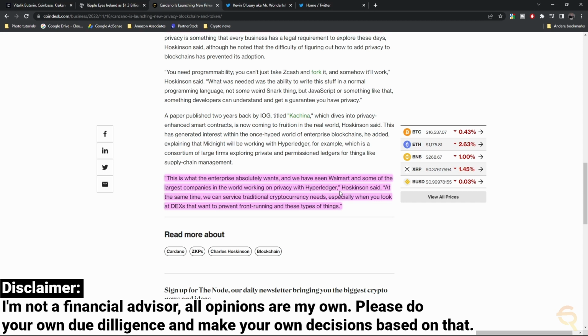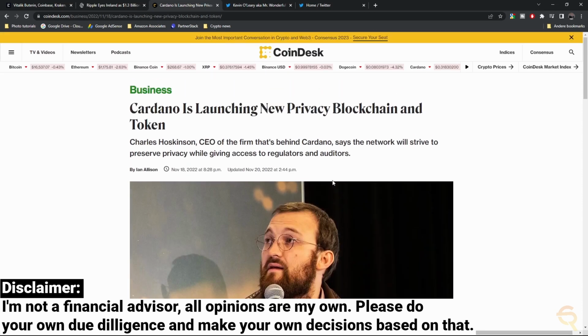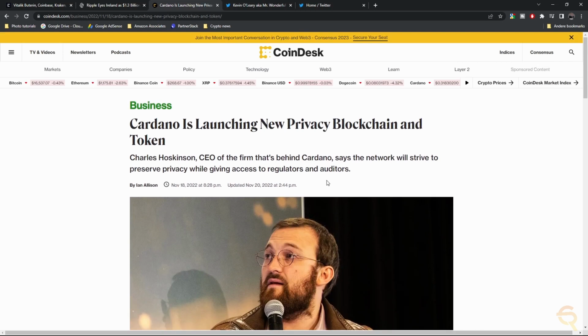I might be wrong. It's not financial advice, but definitely be careful when it comes to privacy coins. But I look forward to seeing how this will develop, and I also am very curious to see how this will affect the whole Cardano project and how that will be developed in the future.